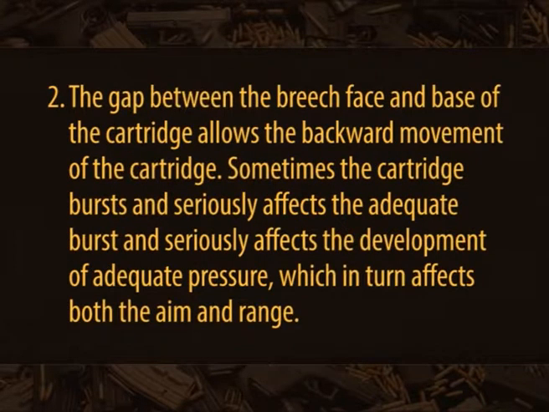Secondly, the gap between the breech face and base of the cartridge allows the backward movement of the cartridge. Sometimes the cartridge bursts and seriously affects the adequate burst and the development of adequate pressure, which in turn affects both the aim and range. The extent of the effect varies from firearm to firearm and even from one shot to another shot. Metallic pieces may fly when a cartridge bursts, injuring the shooter or bystanders.